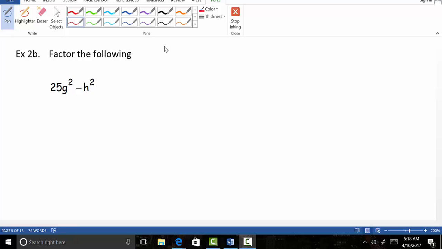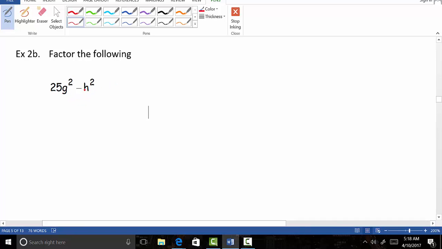Here we are at example 2b from our 4.3, 4.4 set of notes. We're asked to factor the following, and in just looking at this, we notice that we have 25g squared minus h squared. We actually only have a binomial here, so again, that's just two terms, and we're asked to factor this thing.